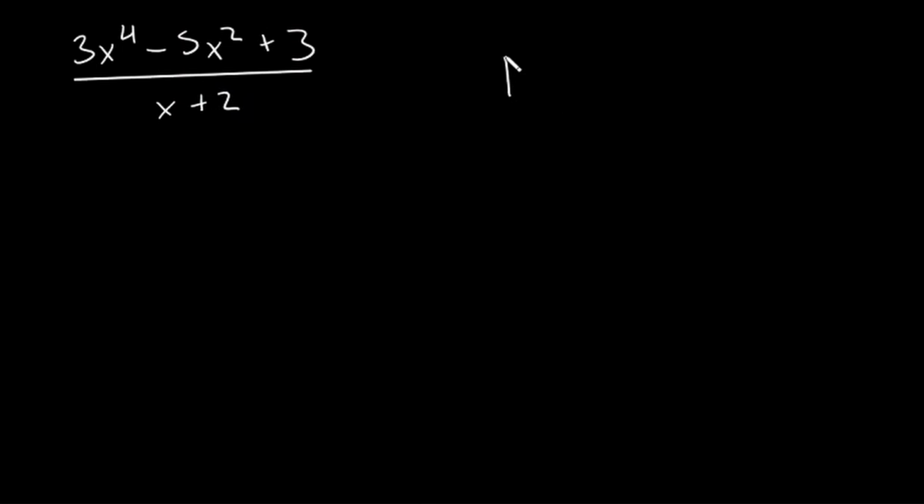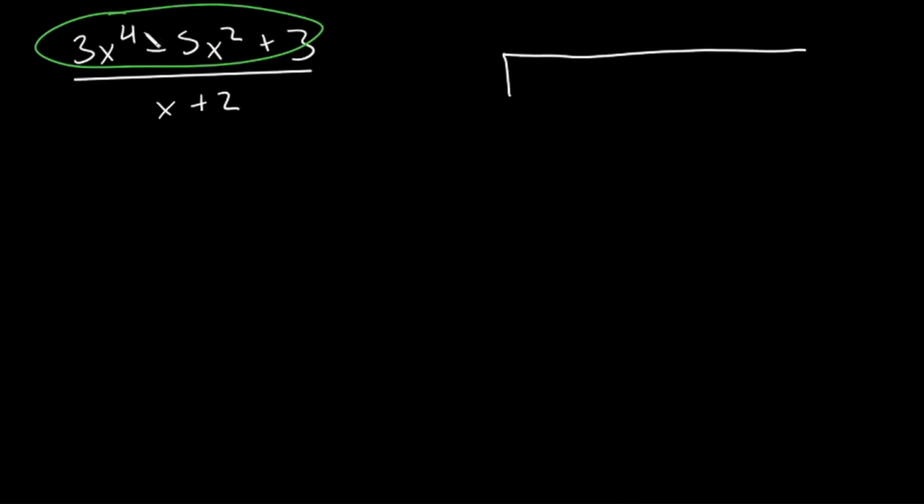So let's try another example. 3x to the fourth minus 5x squared plus 3. And we're going to divide that by x plus 2. So let's set up our long division. We're going to put our dividend in green. And then we're going to put our divisor on the outside.